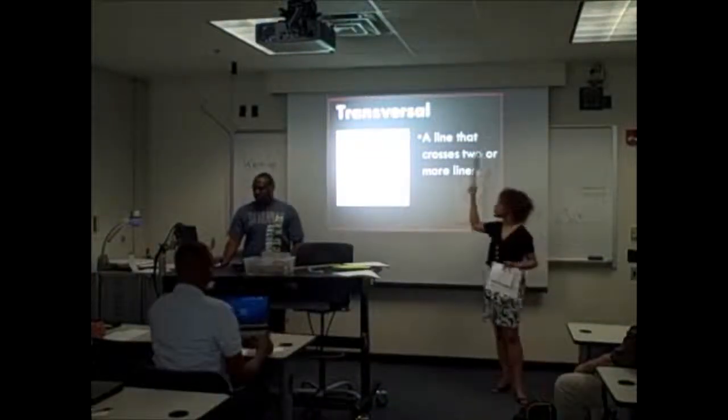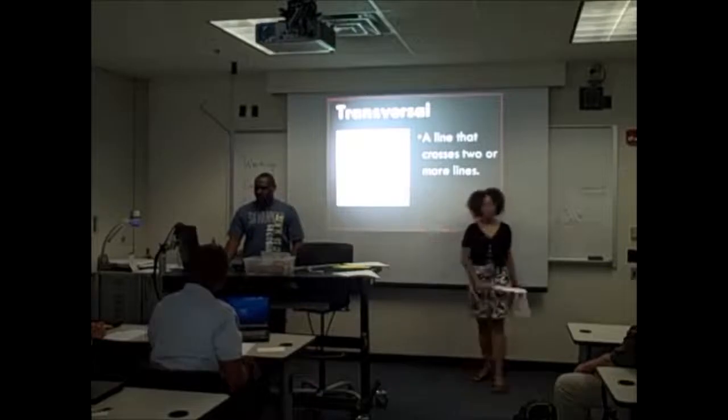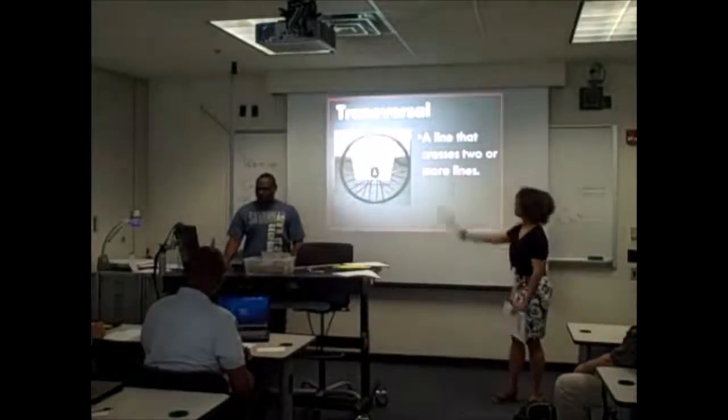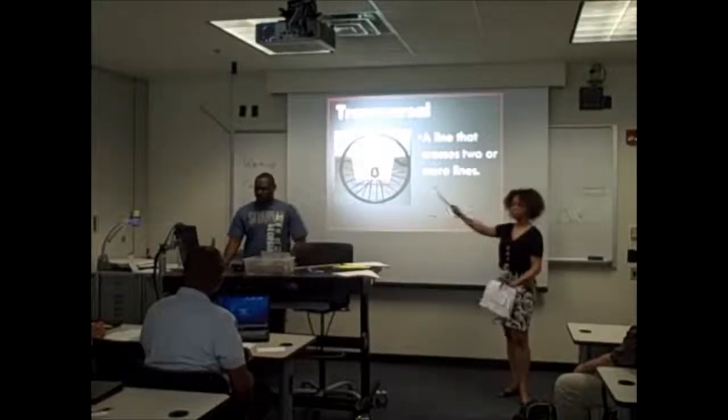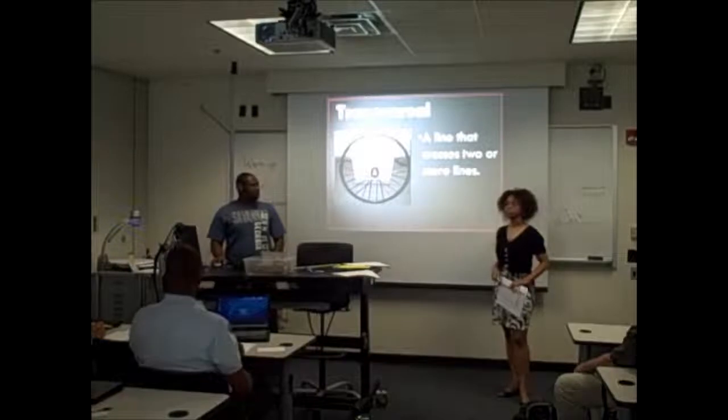A transversal is a line that cuts through two different lines. For today, we're going to assume that the two different lines are parallel, okay? So these are just crossing. Don't pay attention to anything. I just wanted to show that they were actually crossing each other, just for an example.